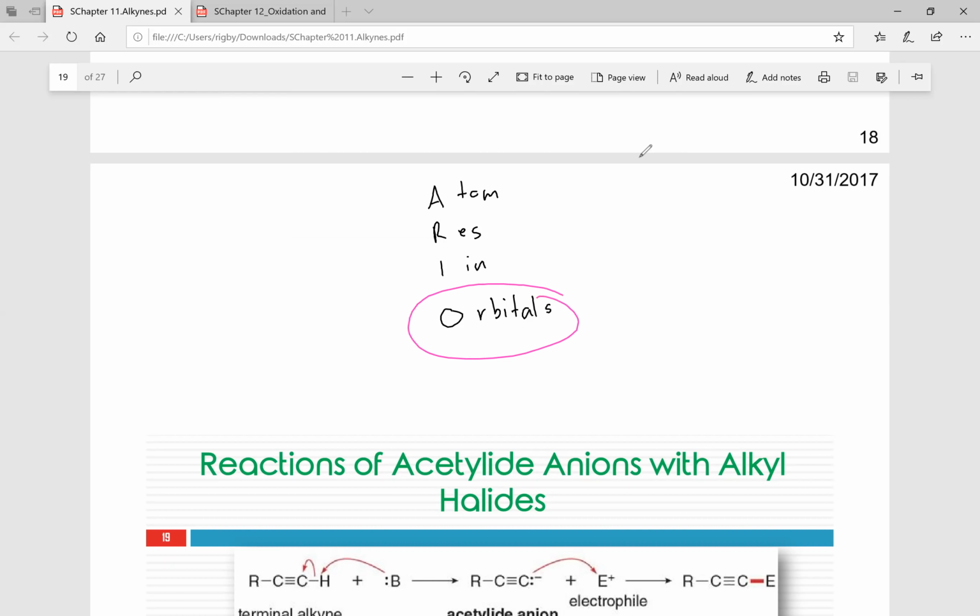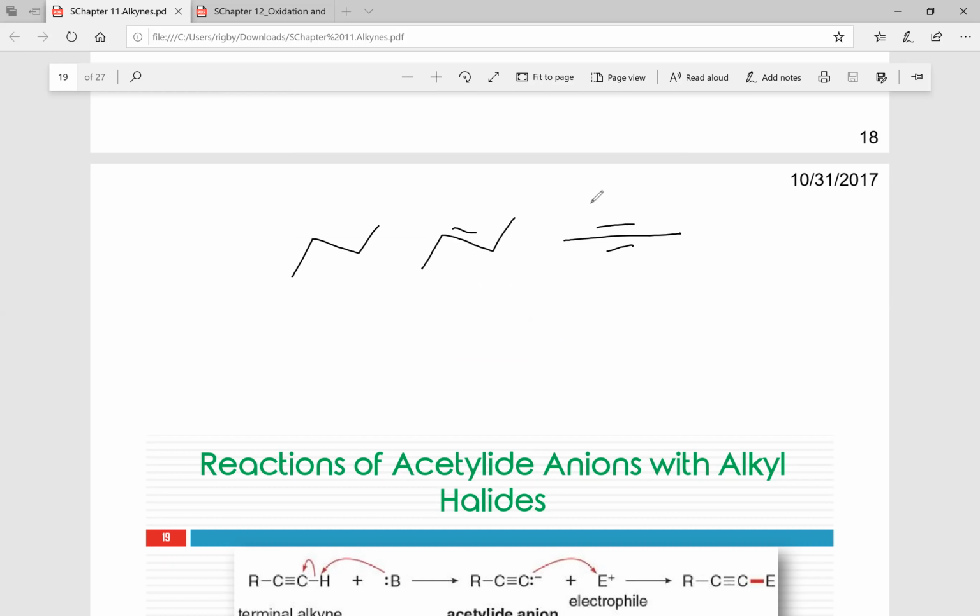And so what I'm going to do is draw an alkane, an alkene, and an alkyne. So each one of these is going to have a hydrogen. So here's the hydrogen for the alkyne, here's the hydrogen for the alkene, here's the hydrogen for the alkane. And if I asked you which one of these is most acidic, you should tell me it's this one.